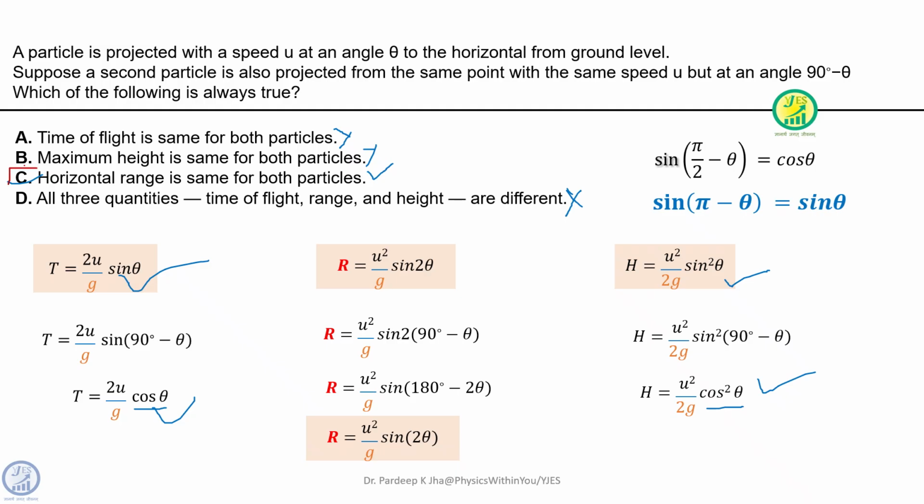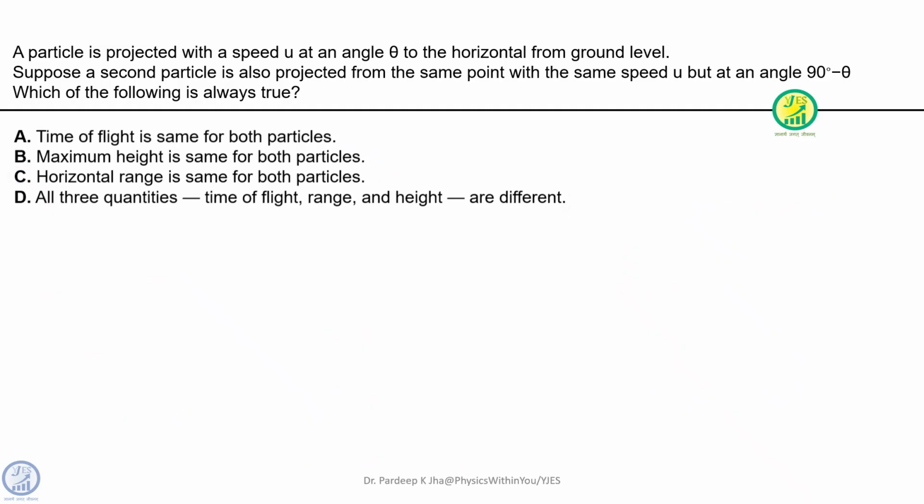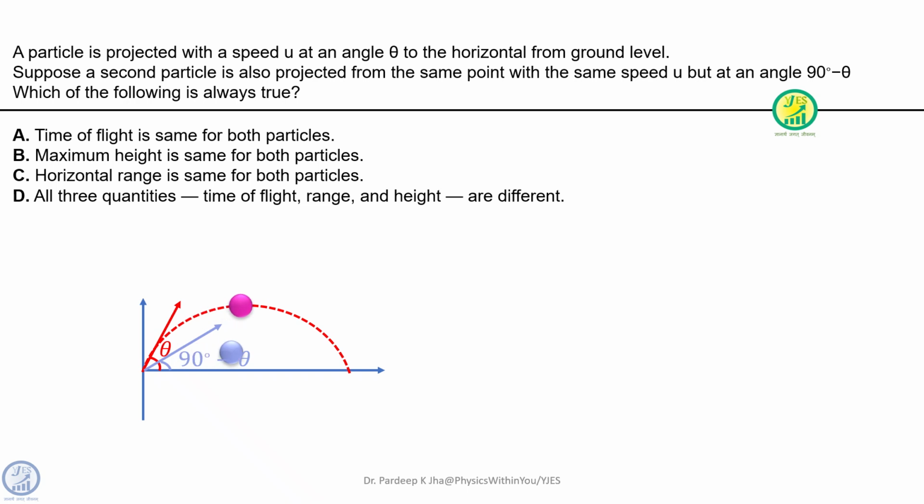So I hope you understand what is the case of the horizontal range, time of flight, and maximum height. I hope you can do problems about these three quantities, and this is a special part of the projectile. So with this, visualize that one. Now you see the range is the same whether you throw it at projectile angle theta or 90 minus theta. So you come to know that answer C is the only correct option.